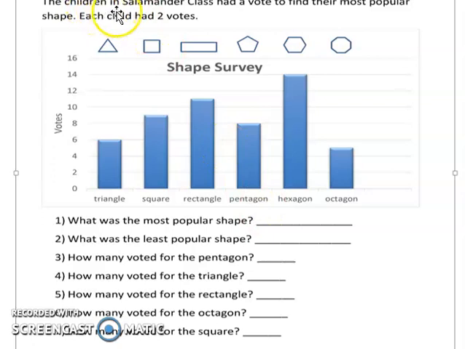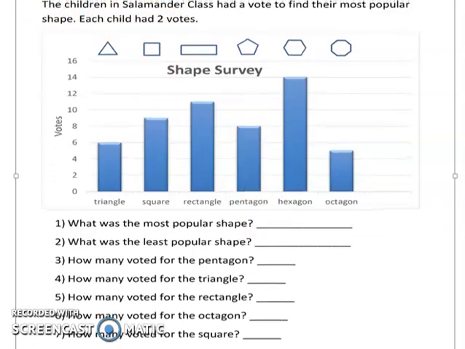The children in Salamander class had a vote to find their most popular shape. Which is the most popular shape in the class? Each child had 2 votes. So they gathered all the information, and this is the result. Now the teacher will ask, what was the most popular shape? Can you try to figure it out?